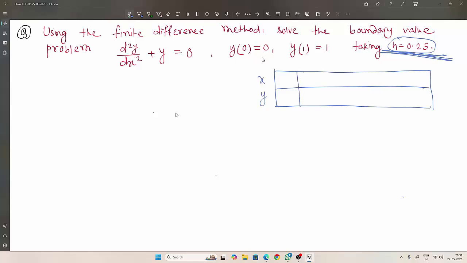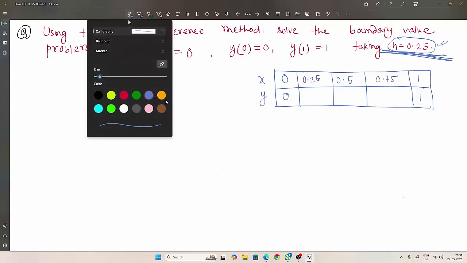Now the x value at the point 0 is known. Y value is 0. At the point 1, the value is known as 1. It is not necessary that the 0 point value will be 0 and the 1 point value will be 1. The 1 point value can be 2, 3, 4, 5, anything. Here the given 1 point value is 1. Now they are taking h equal to 0.25. So the next point will be 0.25, then 0.5, then 0.75. Just add 0.25 to the previous value.